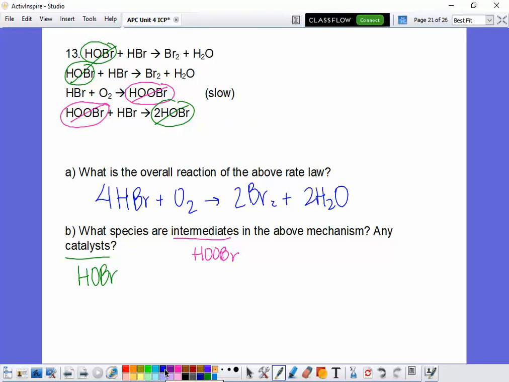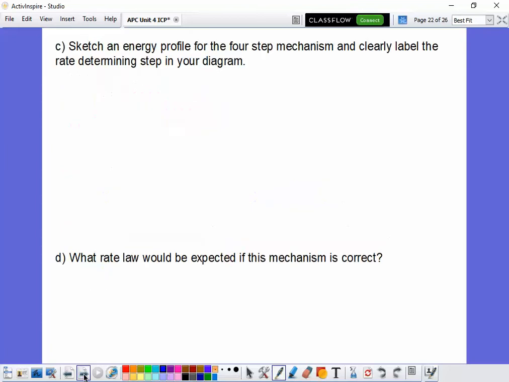How many peaks is our diagram going to have? 4. 4 peaks. So what's on my x-axis? Time. I'm going to make this a little bit longer. What's on my y? Yep, which stands for energy. You said 4 peaks. Which one's going to be the largest? The third one.